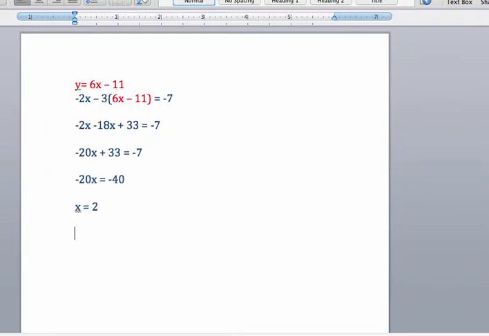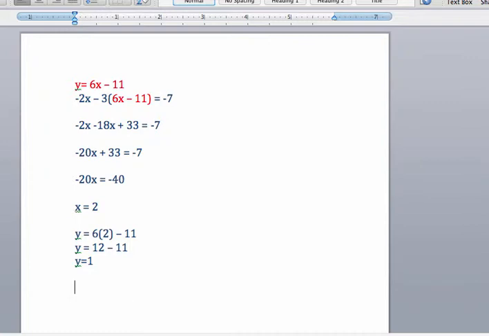And if x is 2, now I can look back at my first equation and solve that. So y equals 6x minus 11, but I'm going to put not x, I'm going to put my 2. So y equals 12 minus 11. Y equals 1.